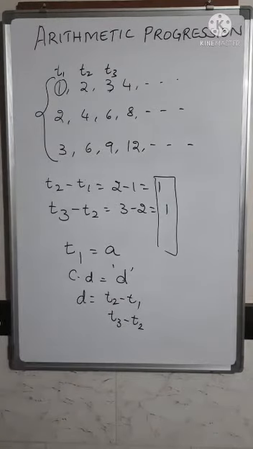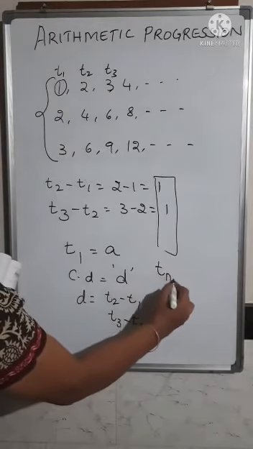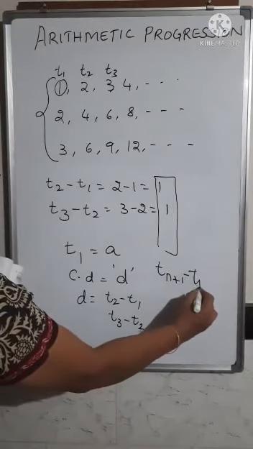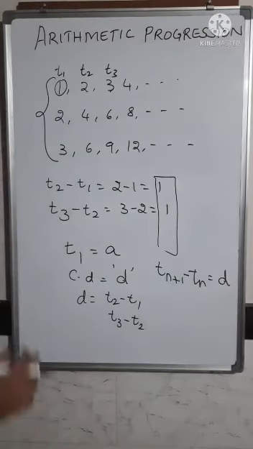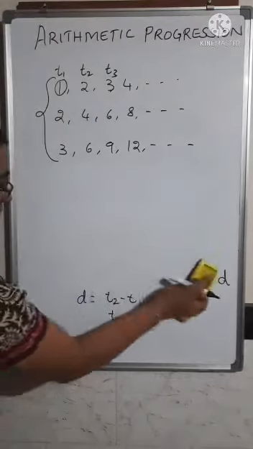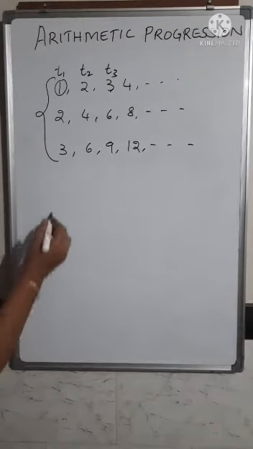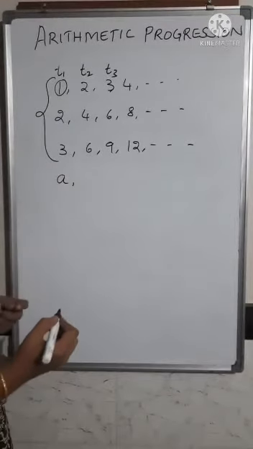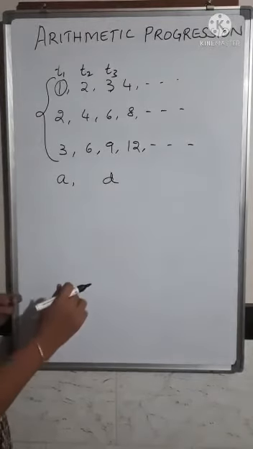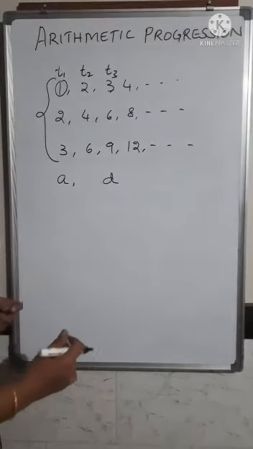In general, the common difference can be written as T of n plus 1 minus Tn, which is also represented as D. That is the general form to find the common difference. Now suppose you know the first term and the common difference of the given arithmetic progression, you can write the sequence. Suppose A is the first term and D is the common difference.